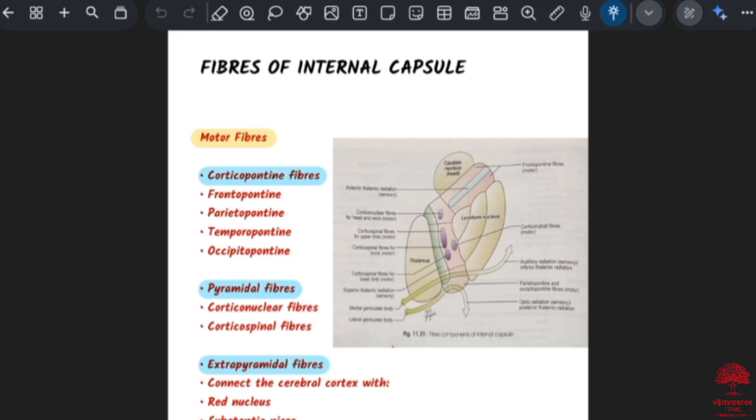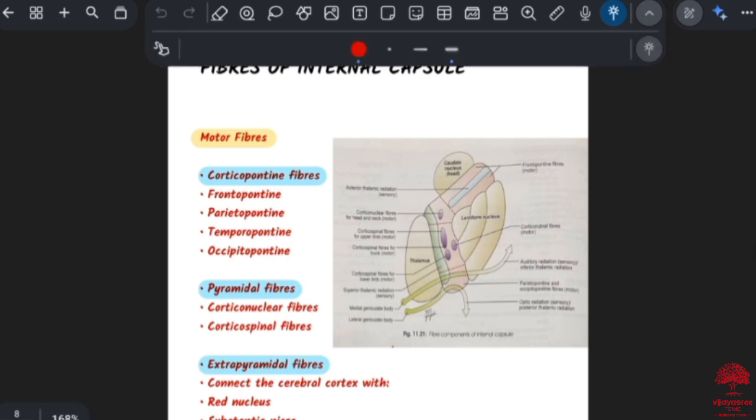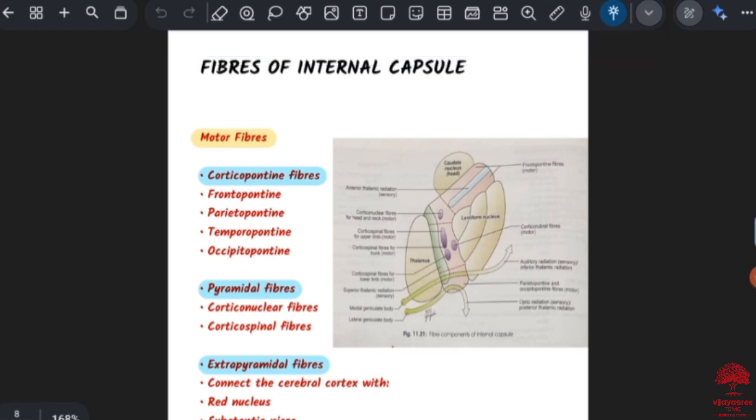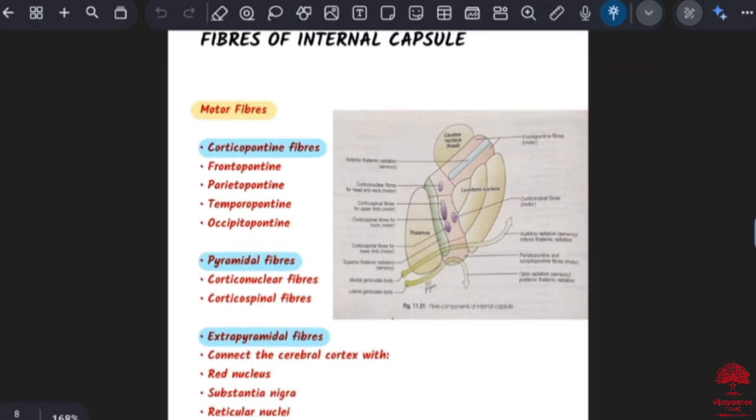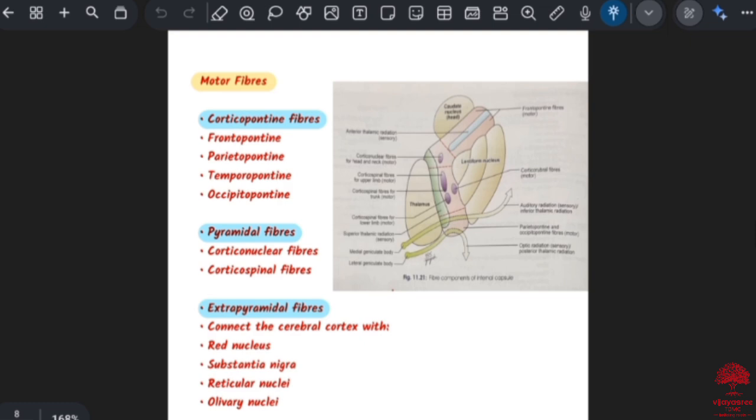Then the pyramidal fibers. They include corticonuclear and corticospinal fibers. The corticonuclear fibers go from the cerebral cortex to the nuclei of the cranial nerves. And the corticospinal fibers arise from the cerebral cortex and go to the spinal cord. Then the extrapyramidal fibers. They connect the cerebral cortex with the red nucleus, substantia nigra, reticular nuclei and olivary nuclei.